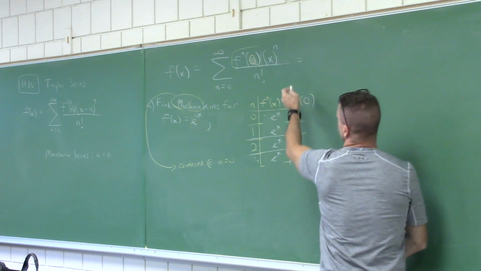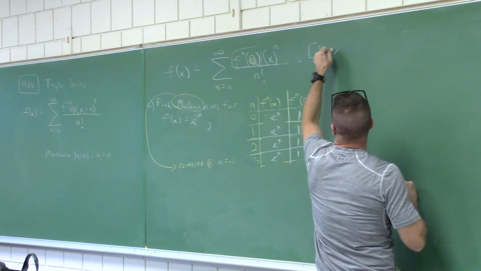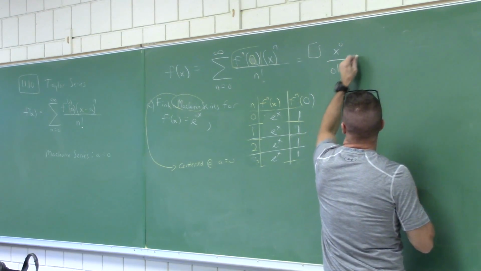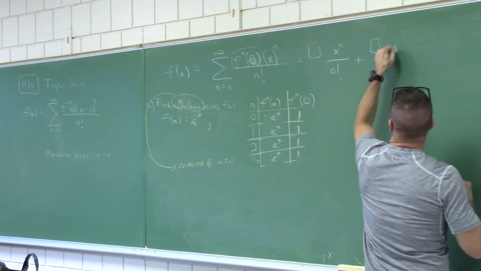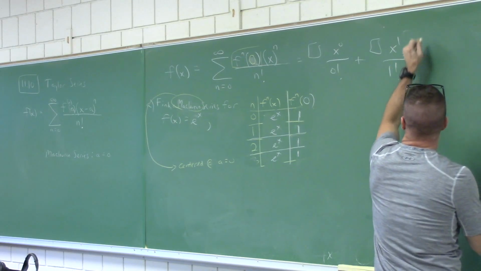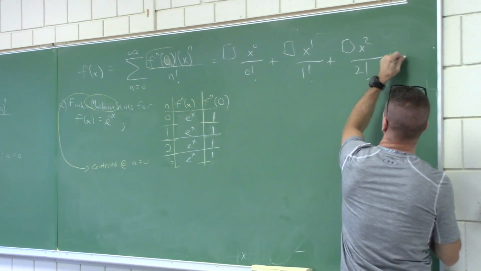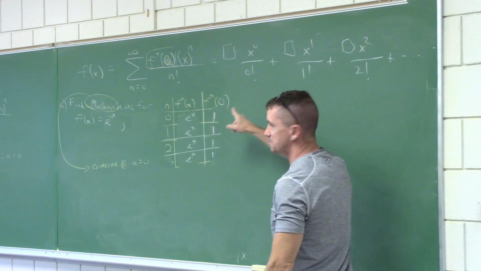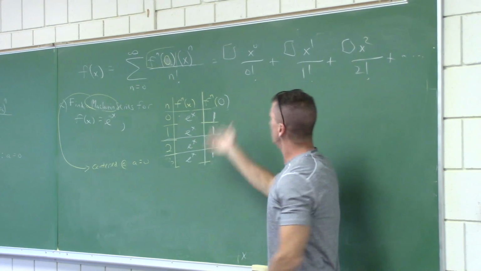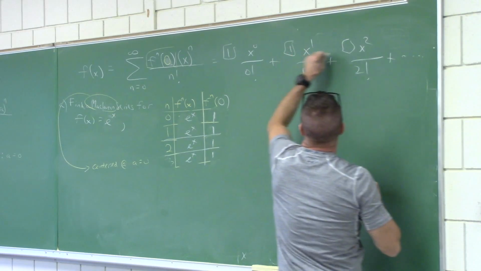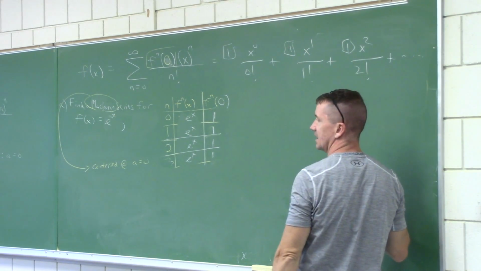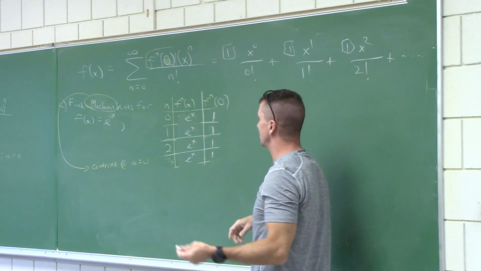All right, try it. Box x to the 0 over 0 factorial. Box x to the 1 over 1 factorial. Box x to the 2 over 2 factorial. That might be far enough. Dot, dot, dot. What's going in those boxes? Oh, a bunch of 1s. And you're proving what the actual Maclaurin series is for the function e of x.